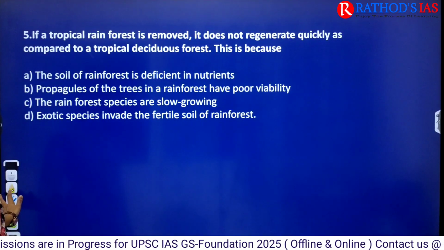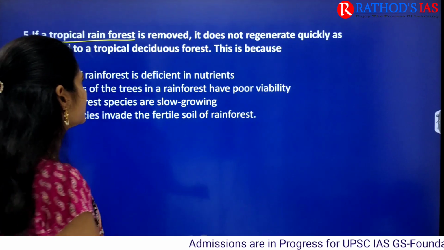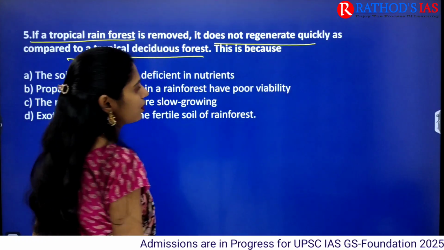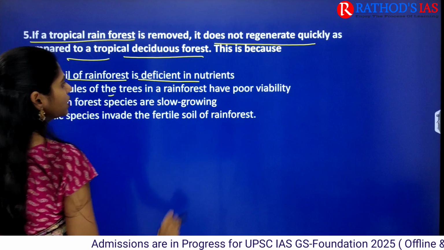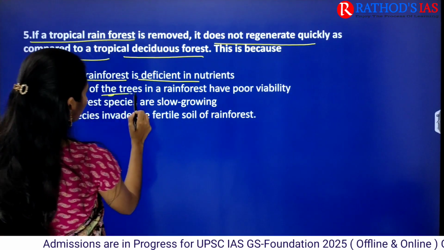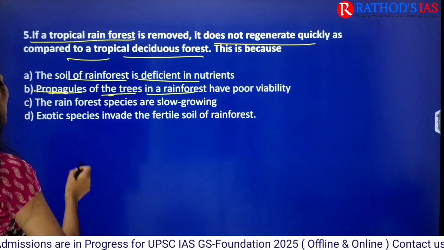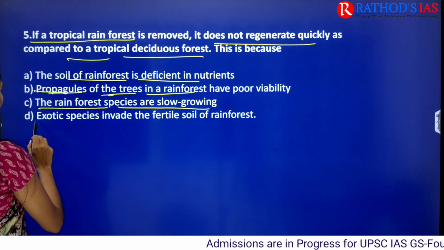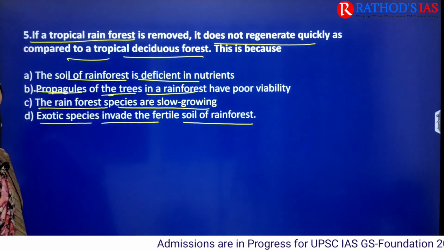The next question is: if a tropical rainforest is removed, it does not regenerate quickly as compared to tropical deciduous forest because. Option A is soil of rainforest is deficient in nutrients and propagules. B, propagules of the tree in a rainforest have poor viability. Option C is the rainforest species are slow growing. And option D is exotic species invade the fertile soil of the rainforest.